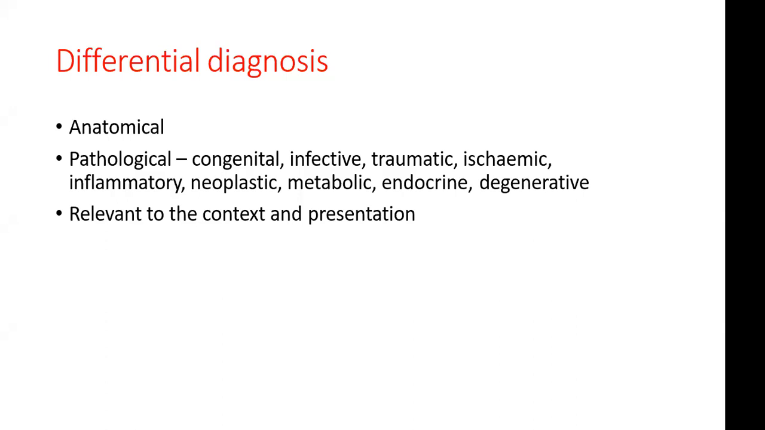So when we generate a differential diagnosis, we try to generate an anatomical differential diagnosis to say what system is at fault. Is it the cardiovascular system? Is it the respiratory system, for example? And then what is the pathological differential diagnosis? Is it a degenerative problem? Do we think it's a neoplastic problem? Do we think it's an infection? So that's how it goes. So that is on the side.